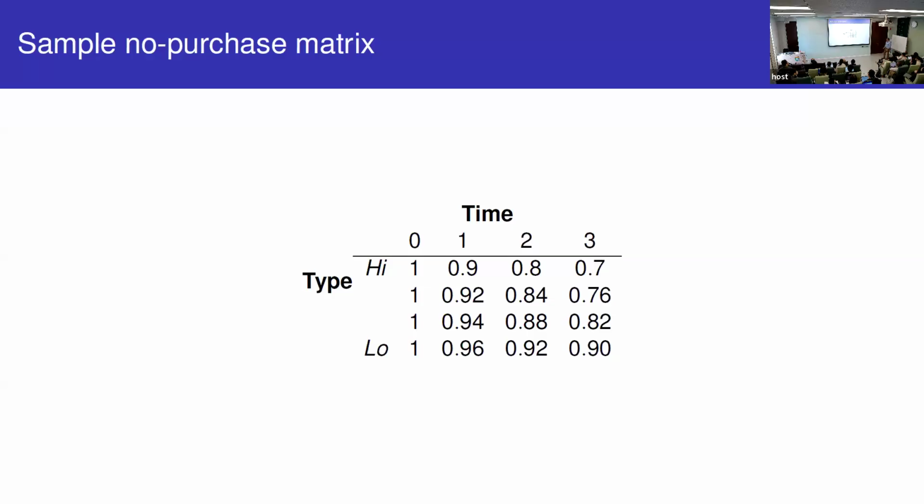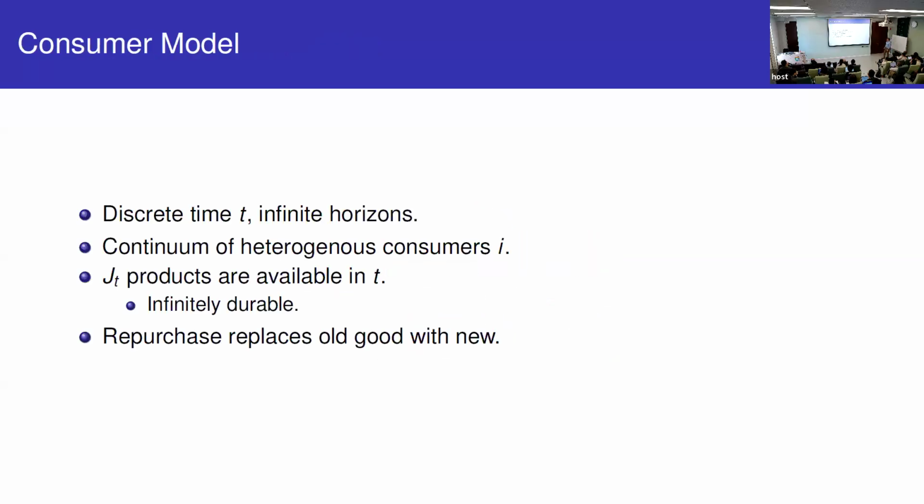And I'll come back to this point, I think, if we draw that. So here's our model: discrete time, infinite horizons, continuum of heterogeneous consumers, J products. Now we have J subscripted by T because it's going to change over time. We're going to assume the products are infinitely durable. That is, when you buy a product, it just lasts forever.